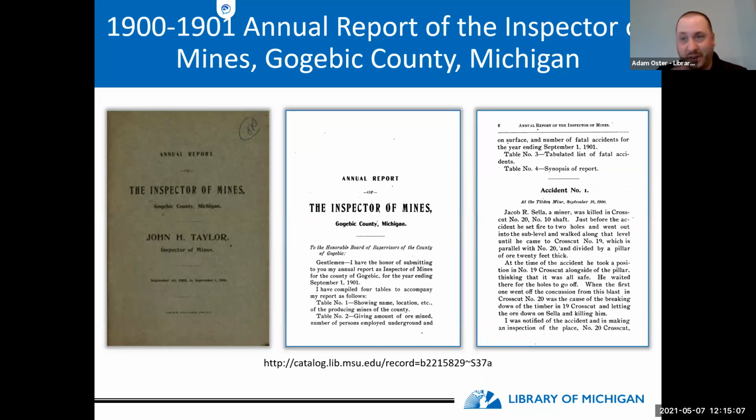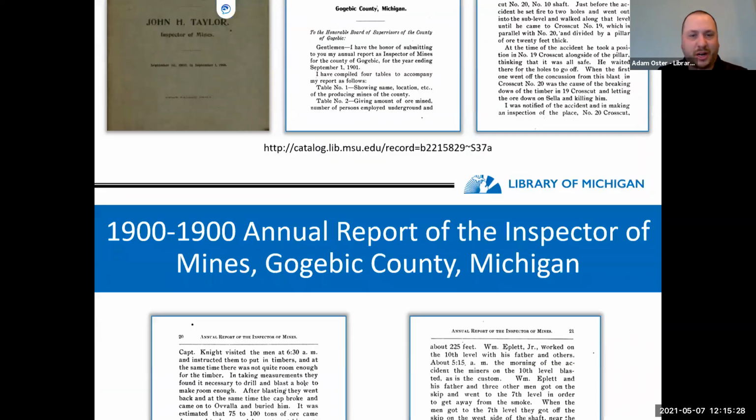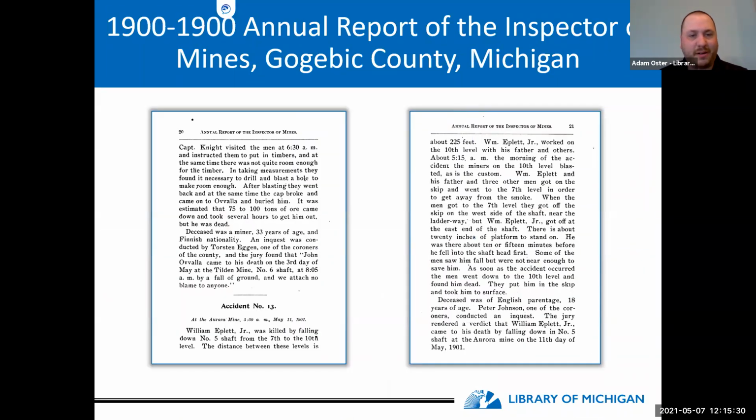Annual reports are really interesting, especially the ones like the inspectors of mines. These would be up in the Upper Peninsula of Michigan, where you had a lot of the copper mining going on. In this particular one, it talks about the different accidents that were going on in the mines. One that is interesting is this guy, William Epplett Jr., who died from falling in the number 5 shaft from the 7th to the 10th level, which was roughly 225 feet.